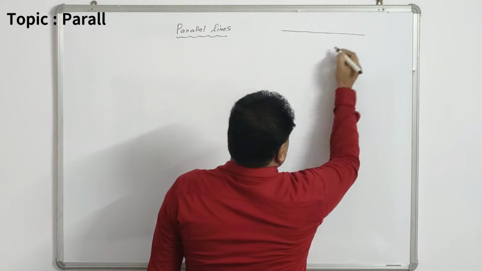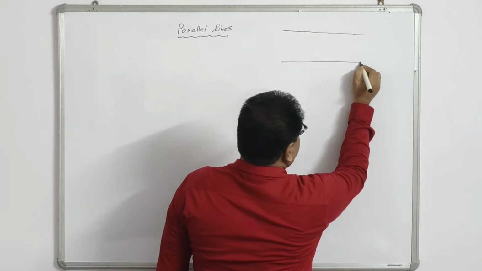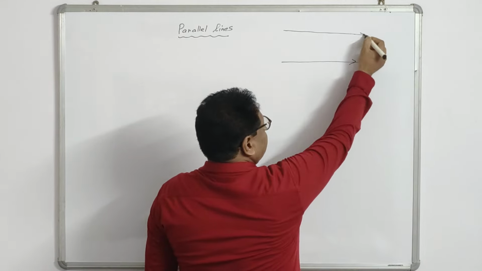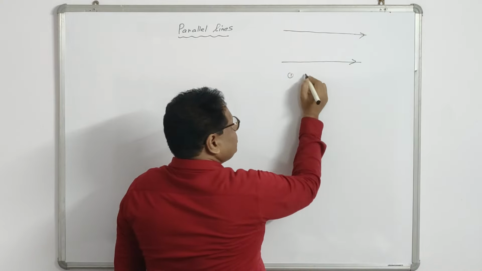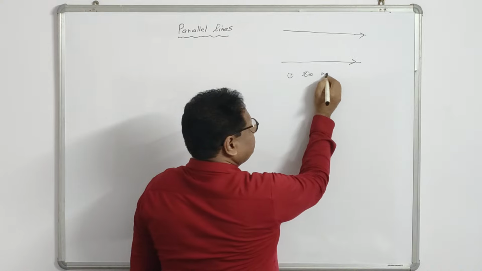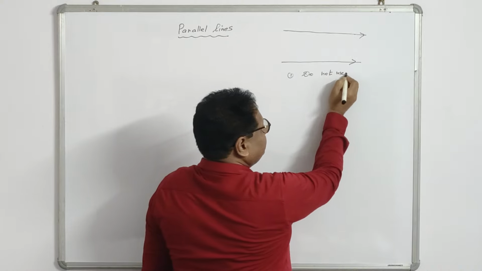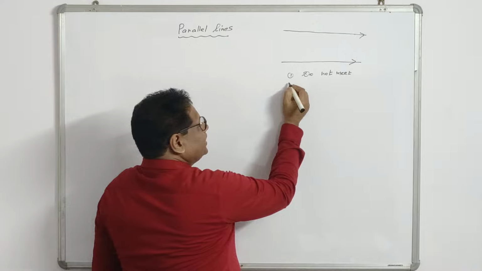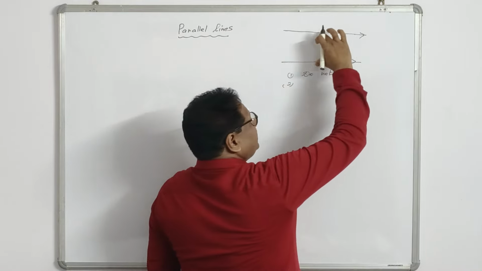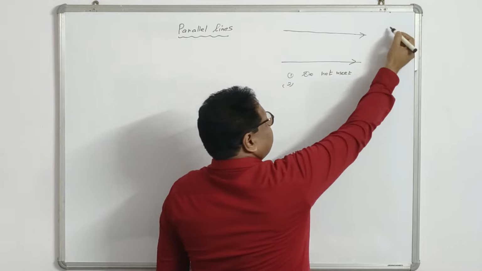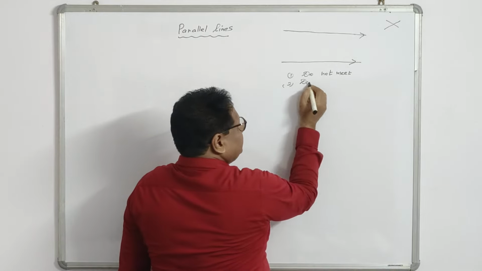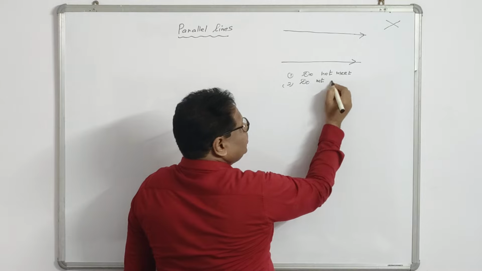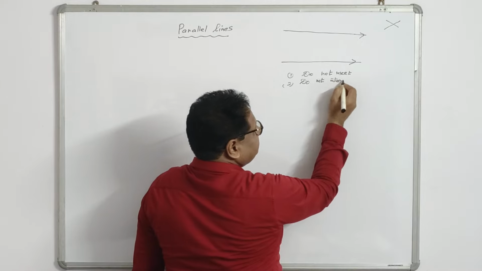Consider these lines which are running parallel to each other. Parallel means, first of all, these parallel lines do not meet. Second, these parallel lines don't intersect each other. Intersection means like this. So these parallel lines do not intersect.